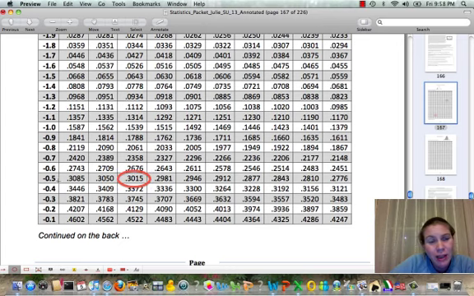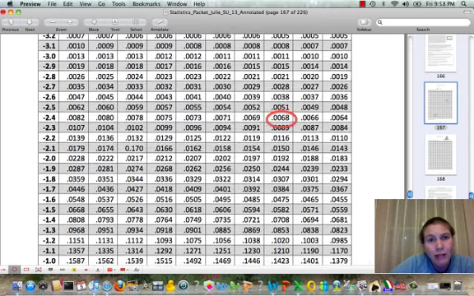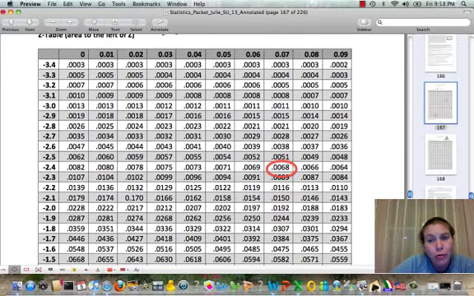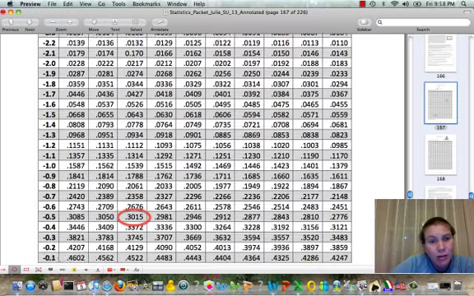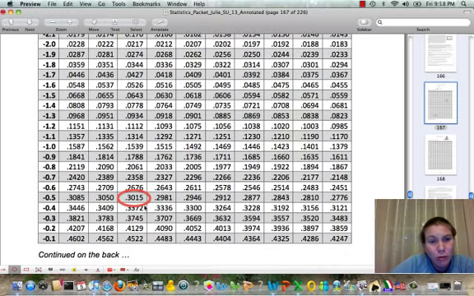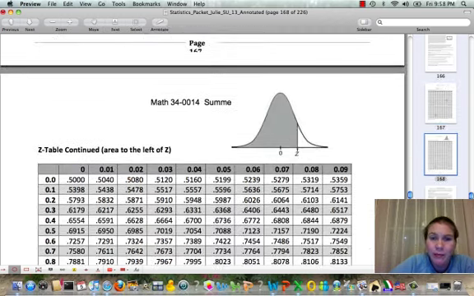And so we see over here in the left column, this is negative 0.5, and then if we go up to the top, we see this is a 2 in the hundredths place. So this z-score would be negative 0.52. So let's go look at the next page, 168.